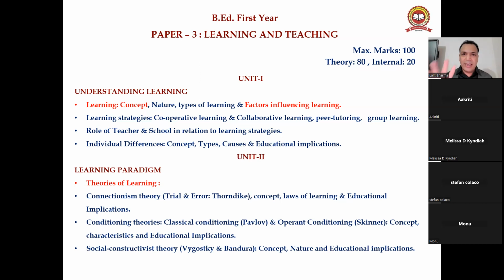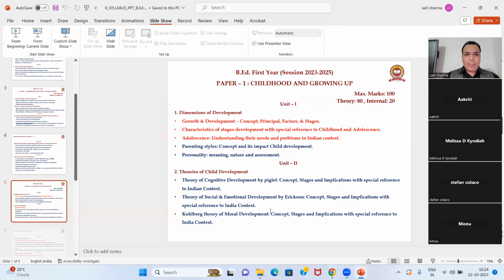Okay, 3 theories. 4th theory is social constructivist theory. It was given by Vygotsky, okay, and Bandura. Look, it is written, Vygotsky and Bandura. Concept, nature, and educational implications. Right. So 2 theories we are discussing today. Rest of 2 in the next lecture. Right. So what are the 2 theories we are discussing? Trial and error theory and classical conditioning. Now you have come to know it is from paper 3.